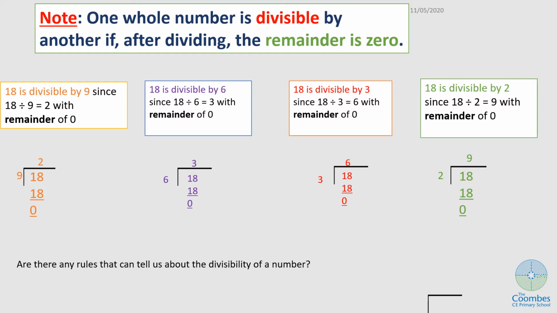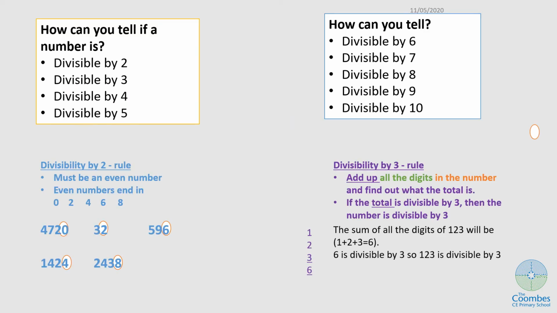So actually, a lot of numbers are divisible. 18 is divisible by a lot of numbers. And as you can see below, by 9, by 6, by 3, and by 2. So how can you tell if a number is divisible by 2, or by 3, or by 4, or by 5, 6, 7, 8, 9, 10? We are going to learn some divisibility rules.